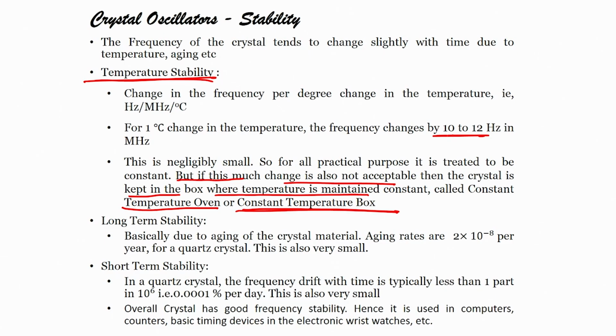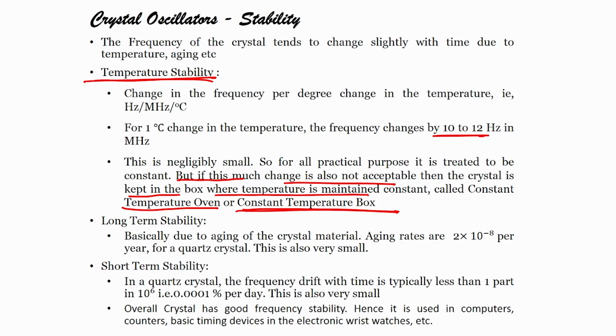But if that much change in frequency is also not acceptable in some circuits where we require the crystal to give us an exact, stable frequency, and there should be no effect of temperature, then we have to keep the crystal in a box called the constant temperature box or constant temperature oven, alright, to get a more stable frequency. Why? Because now we are removing the effect of temperature. We do not have the temperature effect on the crystal because it is kept within a constant temperature box, right. So, that is about the temperature stability.